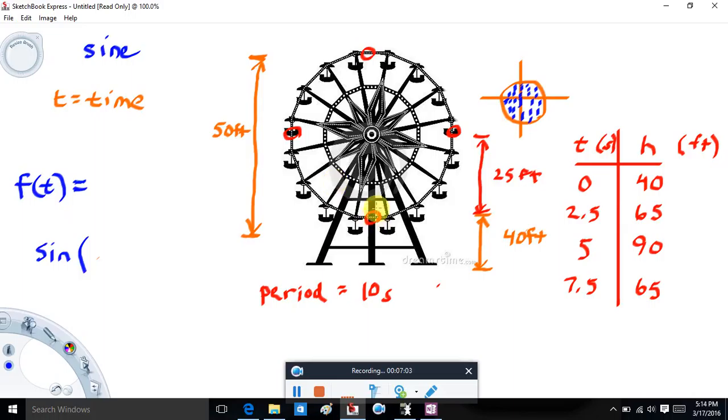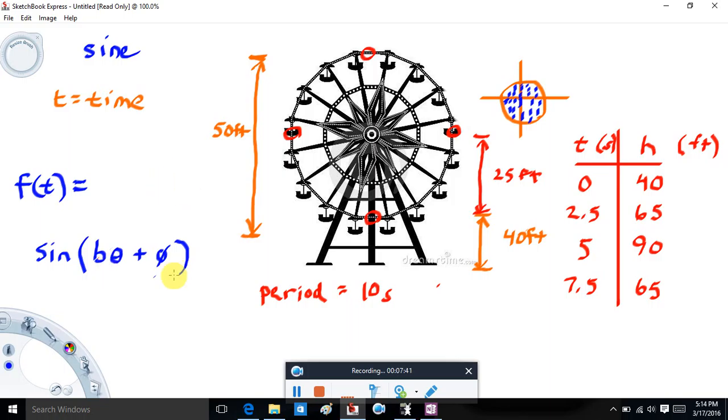So we know there's going to be what is called a phase shift. So we can rewrite this equation as sine of b times theta plus, we can represent the phase shift as phi.